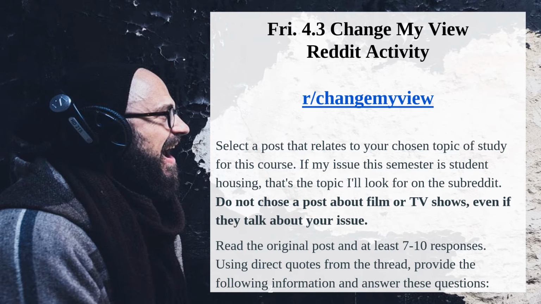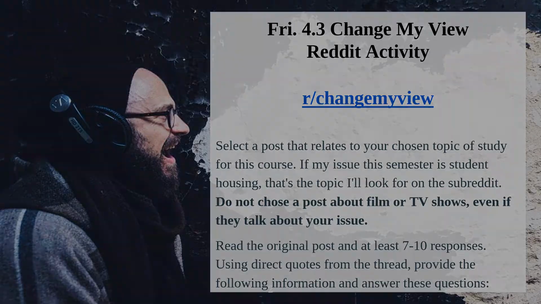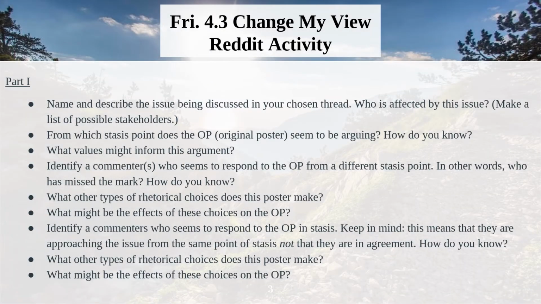You need to read the original post and then go through the thread and read roughly 7 to 10 responses, and then use direct quotes from the thread to provide the following information and answer the questions for the assignment today. There are 2 parts to this assignment. Here are the instructions for part 1. First, you need to name and describe the issue being discussed in your chosen thread.